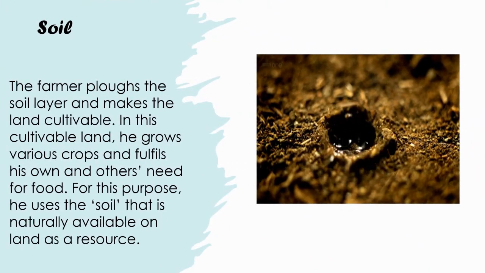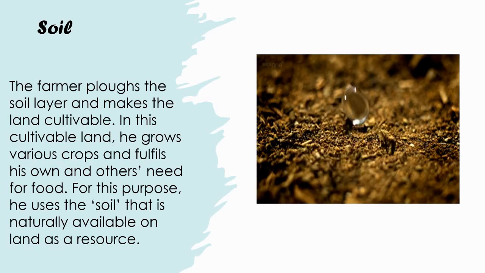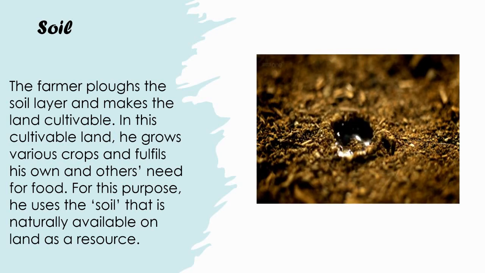Soil. In the previous slide, a man was seen plowing the land. The farmer plows the soil layer and makes the land cultivable. In this cultivable land, he grows various crops and fulfills his own and others' needs for food. For this purpose, he uses the soil that is naturally available on land as a resource. Soil is used all over the world, and therefore soil is a very important source for agriculture.